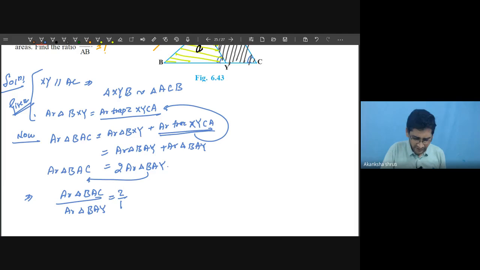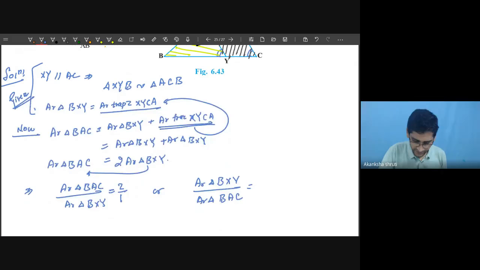Okay. Or you are also free to write this as area of triangle BXY. Good. You were saying perhaps that thing. It is not BAY, but it is BXY. Very good. So write this as BXY, the smaller triangle, by the area of the bigger triangle BAC. It is this one. Okay. We may write this as 1 by 2, taking the reciprocal. Any of these two ratios can be taken.